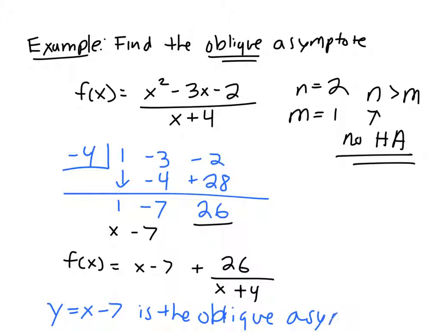In the next video, I'm going to give a graphing example where we need to graph a rational function, and we're going to have to graph an oblique asymptote. So it'll give you a better idea of what this means in terms of what your graph will look like.